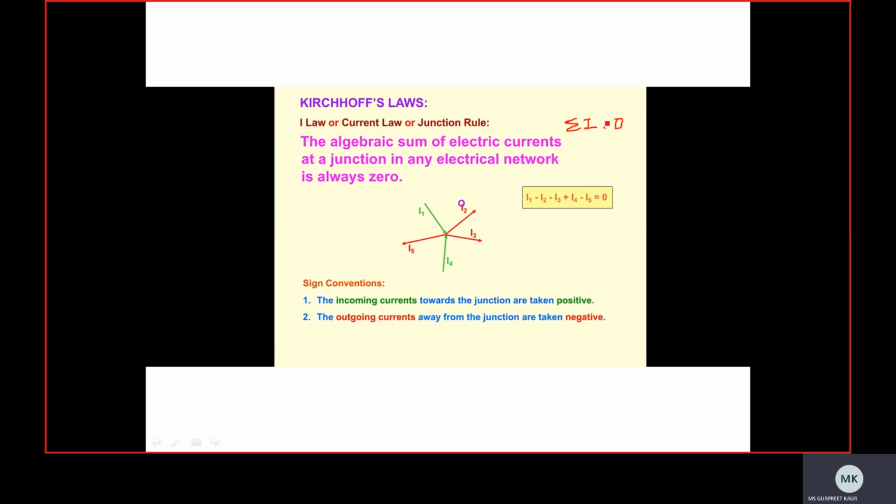The first sign convention we will be using: the incoming current, that is current moving towards the junction, is taken as positive, and the outgoing current, that is current going away from the junction, is taken as negative. There are five currents shown in the figure: I1, I2, I3, I4 and I5. Of these, I1 and I4 are going towards the junction, and I2, I3 and I5 are going away from the junction.